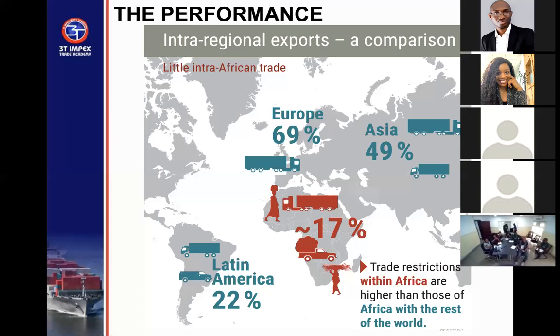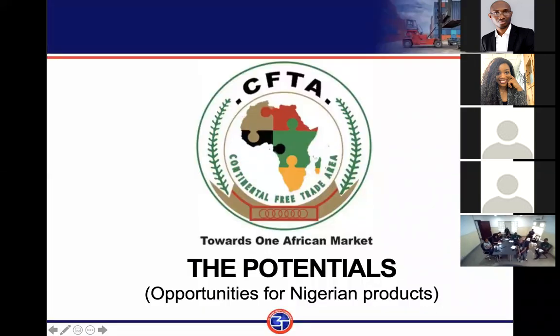The more we trade among ourselves, the more businesses grow. The more businesses grow, the more jobs they create. The more jobs they create, the more unemployment reduces. The more unemployment reduces, the more inequality reduces, and the better the country, and the better the continent. This agreement presents a unique opportunity for Africa to grow.